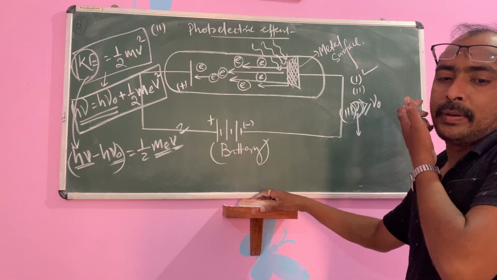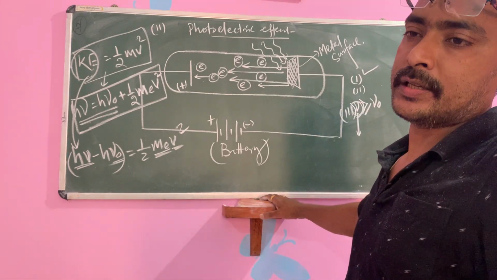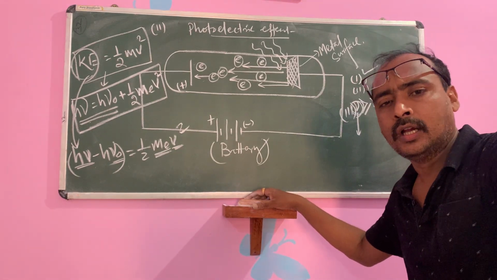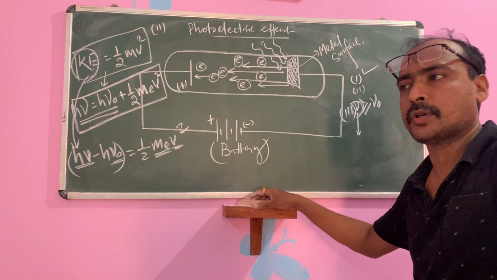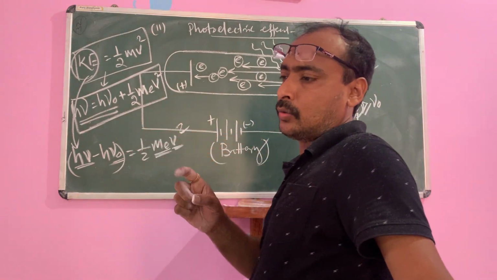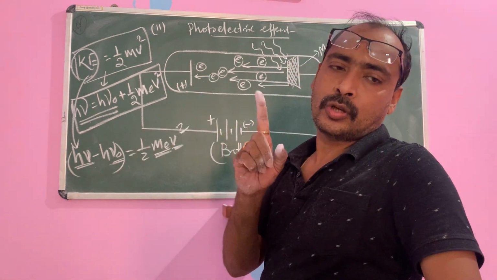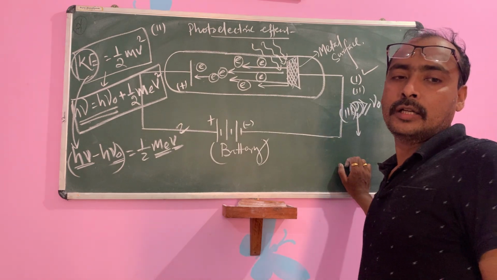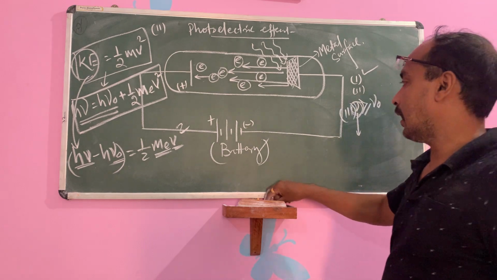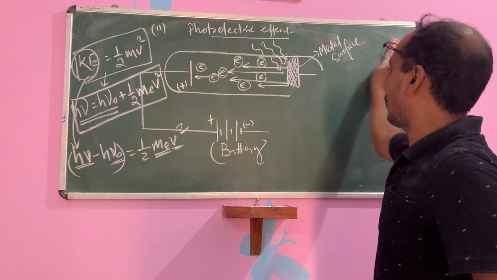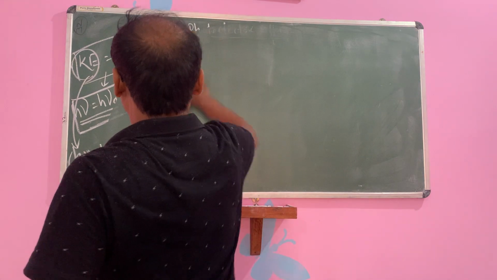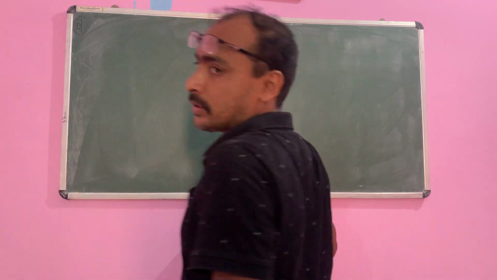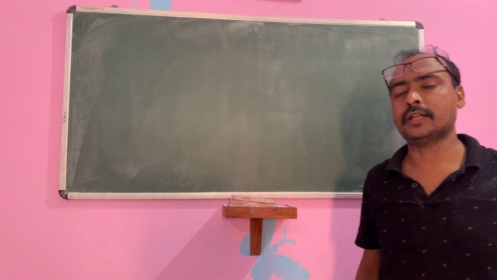After the photoelectric effect, next is heat capacity. Children, heat capacity is the amount of heat energy required to raise the temperature of a unit mass of a substance, divided by the temperature difference. That is the mathematical expression of heat capacity.